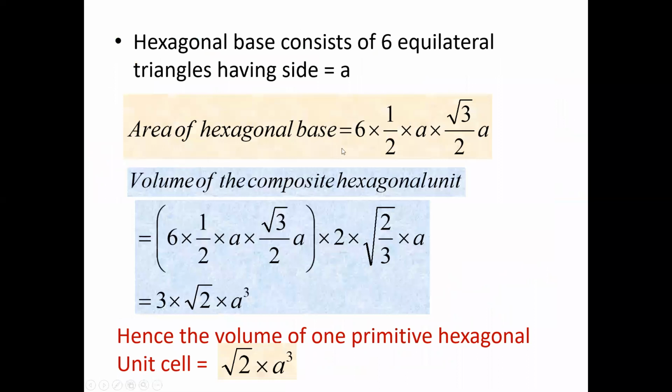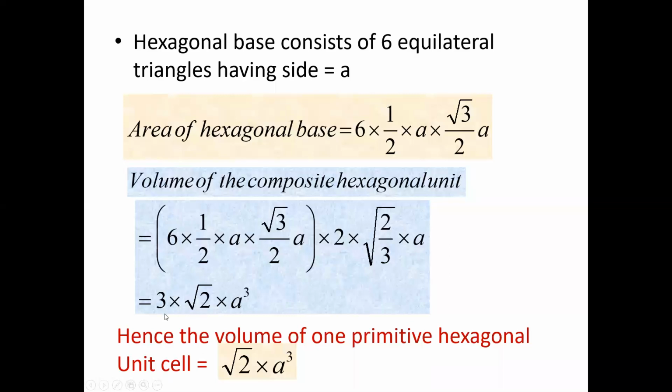Area of hexagonal base is equal to 6 into area of each triangle, half base into height. Half base is equal to A, and the height is equal to root 3 by 2 A. That is the area of one equilateral triangle, and there are 6 equilateral triangles in one hexagonal base. So this is the total area. And the height, we have already learned that if half height is 2 by 3 root over A, then the whole height is 2 into 2 by 3 root over A. And when you find, it gives you 3 into root 2 A cube.